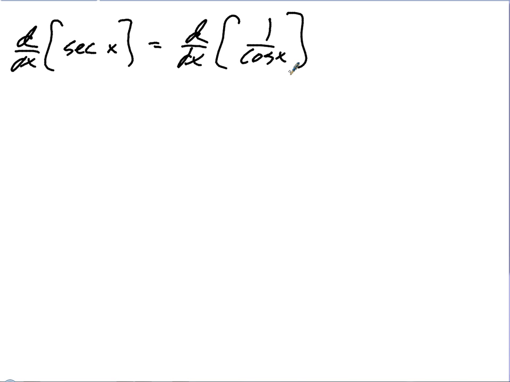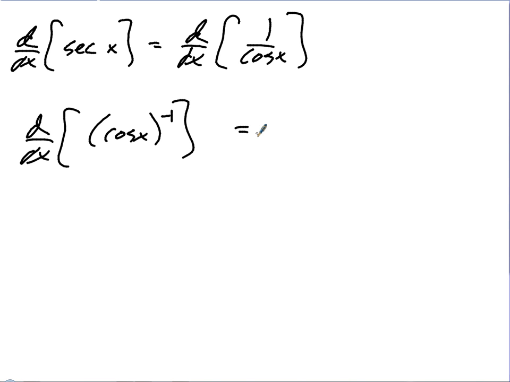Okay, so now how can we write this in a way where the chain rule might be helpful to us? We could write this as the quantity cosine x to the negative 1. So the derivative with respect to x of cosine x to the minus 1. Now if we're going to differentiate this using the chain rule, using our onion approach, what's the outermost layer of this function? Yeah, the power of negative 1, right? And what's the derivative of that?